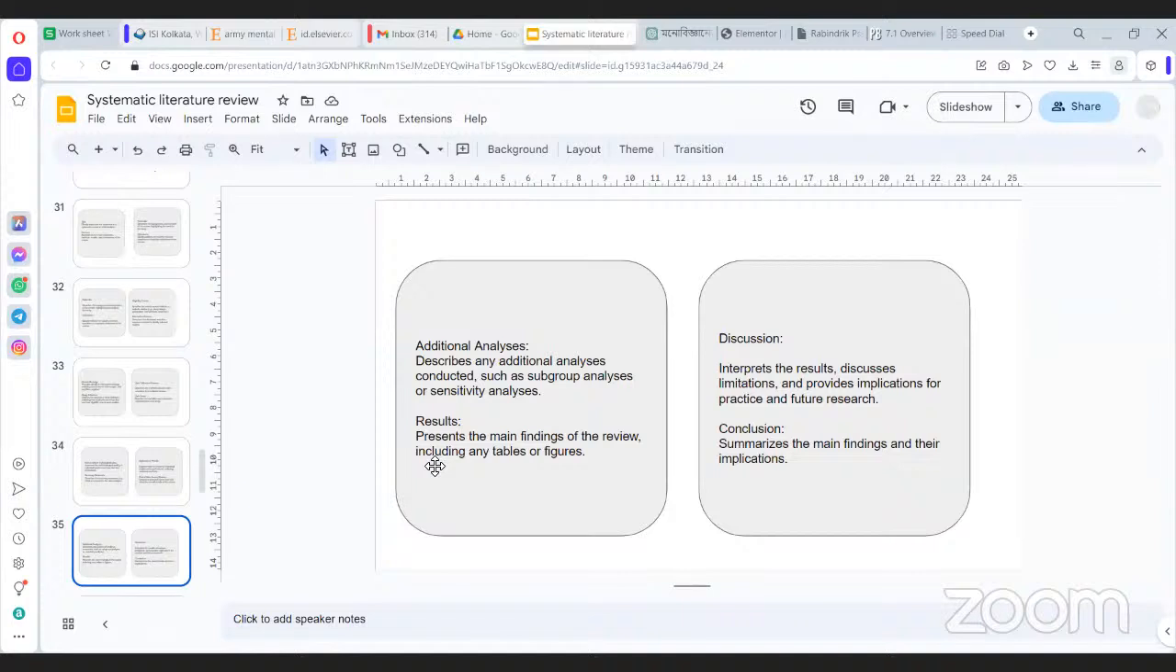Sir, I have presented one paper in the group, and there you can find out how they have presented the tables and the figures. Everything is there.